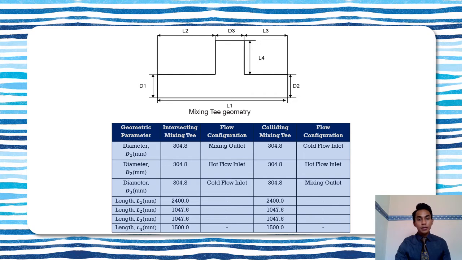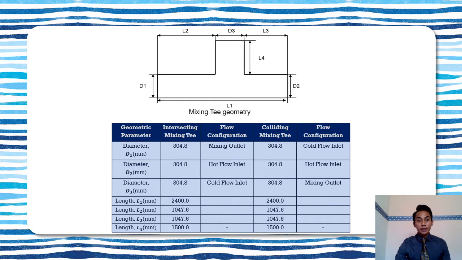For intersecting mixing T, the cold flow will enter the main pipe, which is the horizontal part of the pipe, through the branch pipe, which is the vertical part of the pipe, at D3, while the hot flow will enter the main pipe at D2. Then they will be mixed at the mixing region, which is at the center point of the pipe, and flow to the outlet, which is at the D1 as a mixed flow.